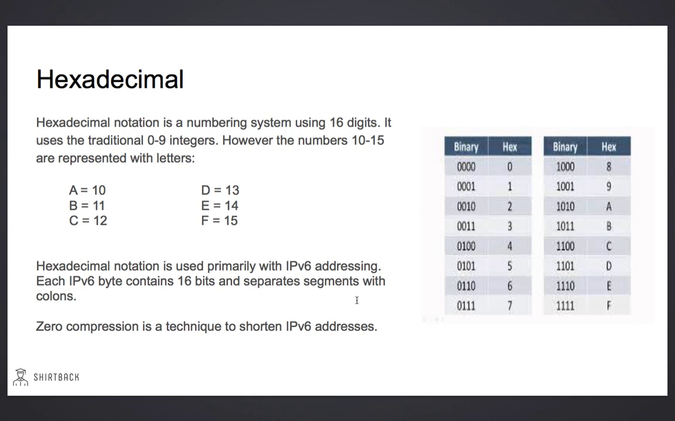Hexadecimal is used with a newer form of internet addressing called IP version 6. With IP version 6 addresses, they contain 16 bits and separate their segments with colons instead of periods. We'll talk about hexadecimal later in the course.